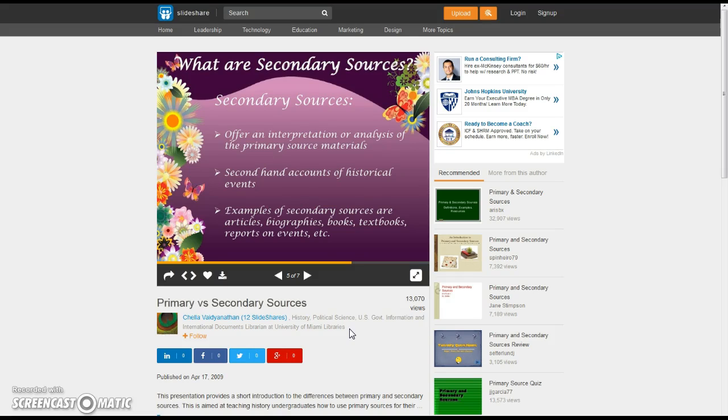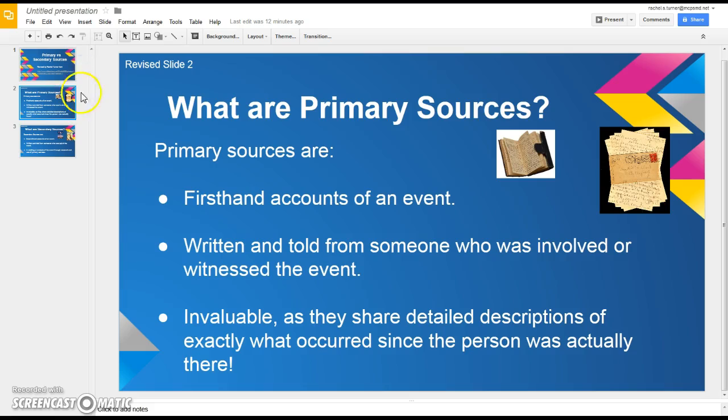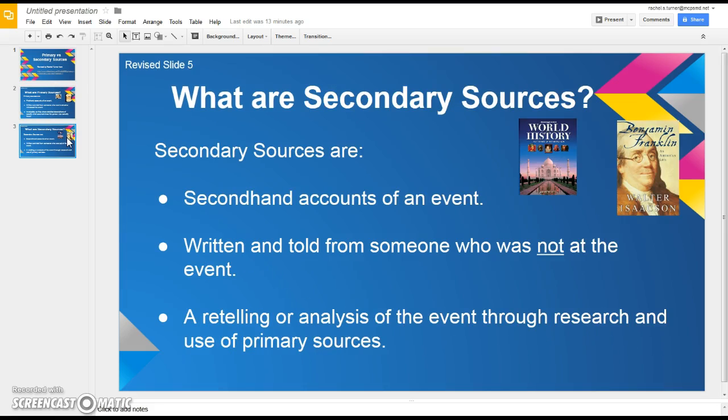Give you a second to read that. So I went through and did again another revision of this slide. And we have, again, keeping it simple, keeping the extra words out of there because they're not needed at this level, again only causing confusion. They are secondhand accounts of an event. They are written and told from someone who was not at the event.